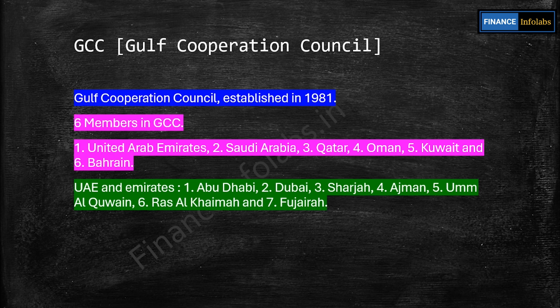The UAE consists of 7 Emirates. 1 Abu Dhabi. 2 Dubai. 3 Sharjah. 4 Ajman. 5 Al Quwain. 6 Ras Al Khaimah. 7 Fujairah.